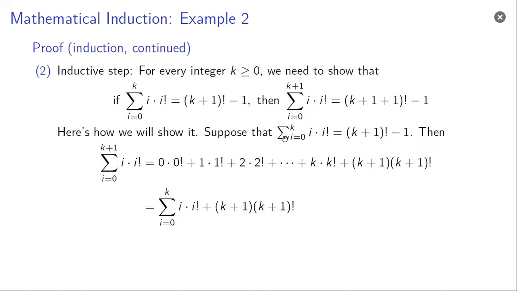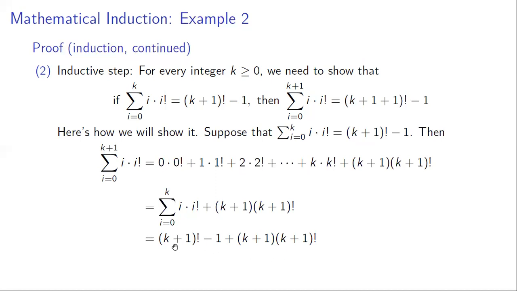But now we are supposing that the sum from i equals 0 through k of i times i factorial is in fact equal to (k+1) factorial minus 1. So let's rewrite it like this. This sum becomes just (k+1) factorial minus 1, and then we have the (k+1) times (k+1) factorial from before. Now, we are trying to prove that the sum from i equals 0 through k+1 of i times i factorial is equal to (k+2) factorial minus 1. So I want to combine these factorials together, if possible.